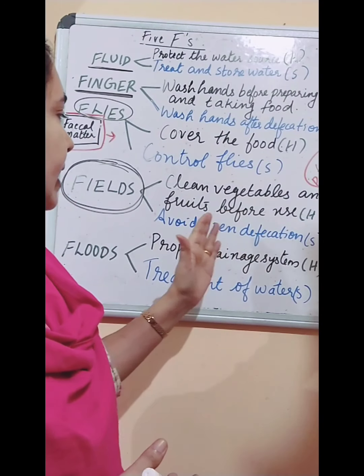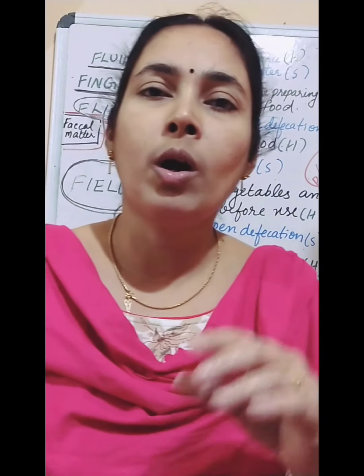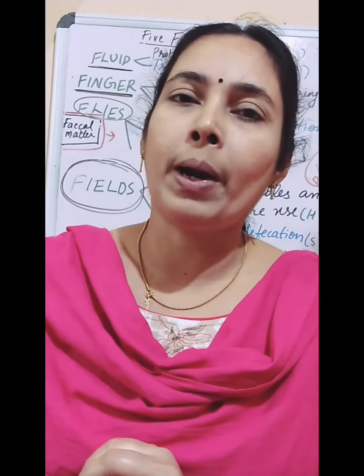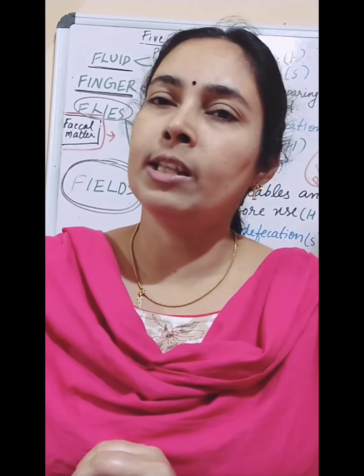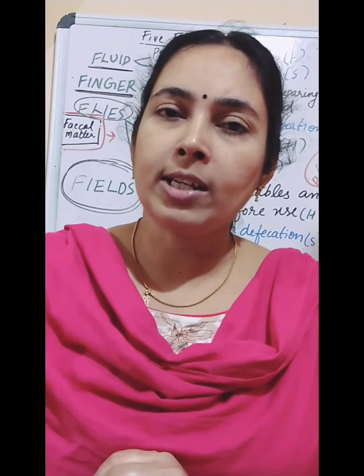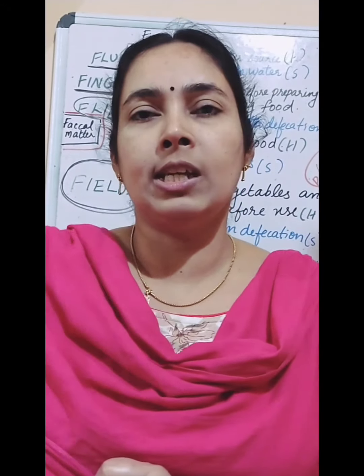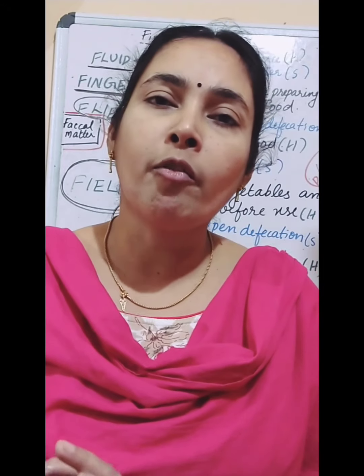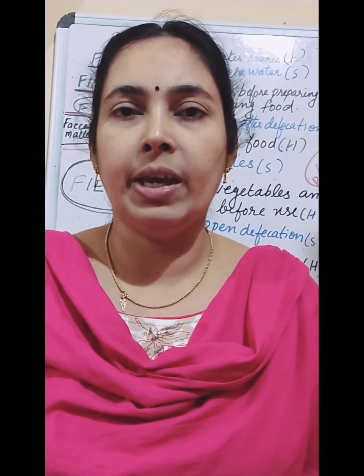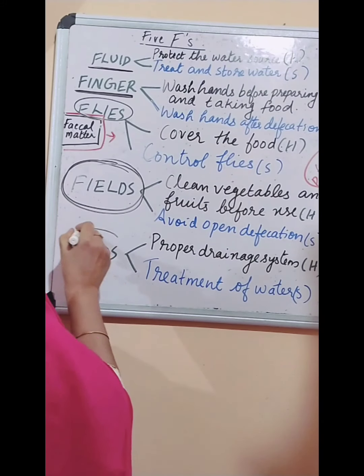Then what is the sanitation? Avoid open defecation. If you are not defecating in the open, there won't be germs in the fields. If you are defecating in the open, that will be washed along with water, rainwater and all, and the germs will be present in the field. So avoid open defecation. That is the sanitation. Then which is the fifth F?